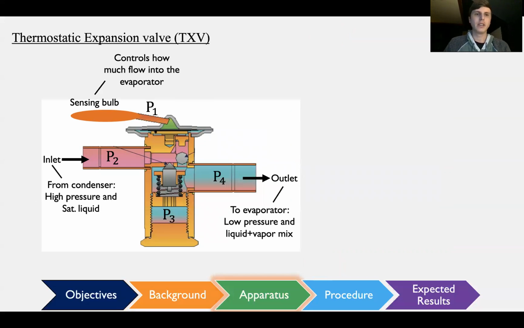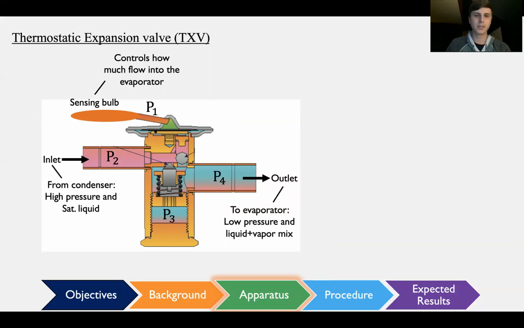So this is the TXV expansion valve. Basically what it does is it controls how much flow goes in and how much flow comes out. If the pressure isn't low enough going to the evaporator, then it's going to turn on. If it's just enough, it's going to turn off. So how it works: it comes in through the inlet from the condenser at a higher pressure, probably a liquid. Then it goes through where the point P3 is, and that little spring is going to adjust how much comes in and how much goes out.